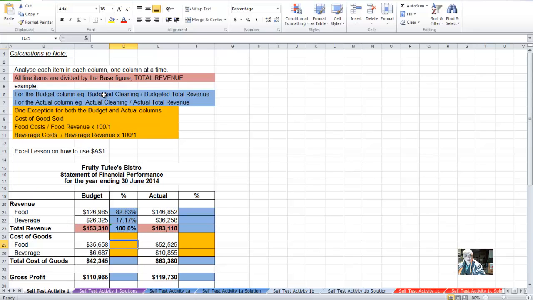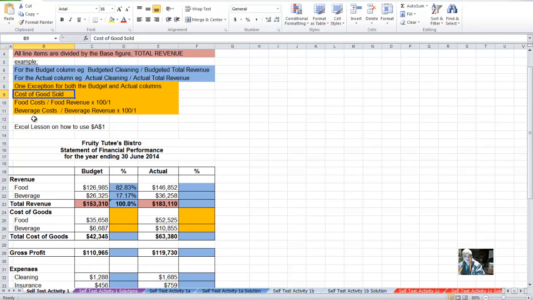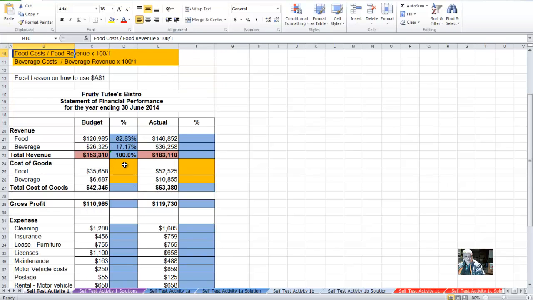For the budgeted column, budgeted cleaning divided by total revenue. For the actual column, actual cleaning divided by total revenue. But there is one exception. When it's cost of goods, it's the food cost divided by the food revenue. So in this case, it's equals the food cost, just there, divided by the food revenue there. This green section is the only exception. So there's another one there, equals beverage divided by beverage this time. So we're keeping like versus like, apples divided by apples and oranges divided by oranges.